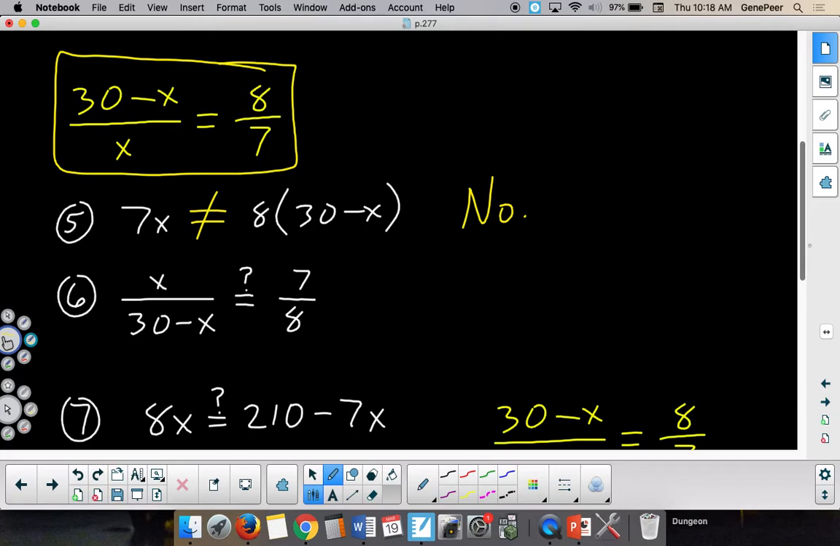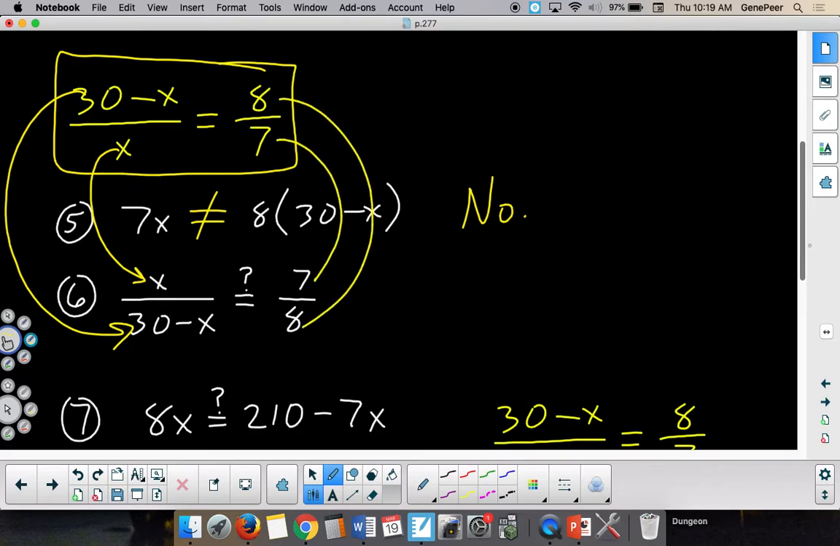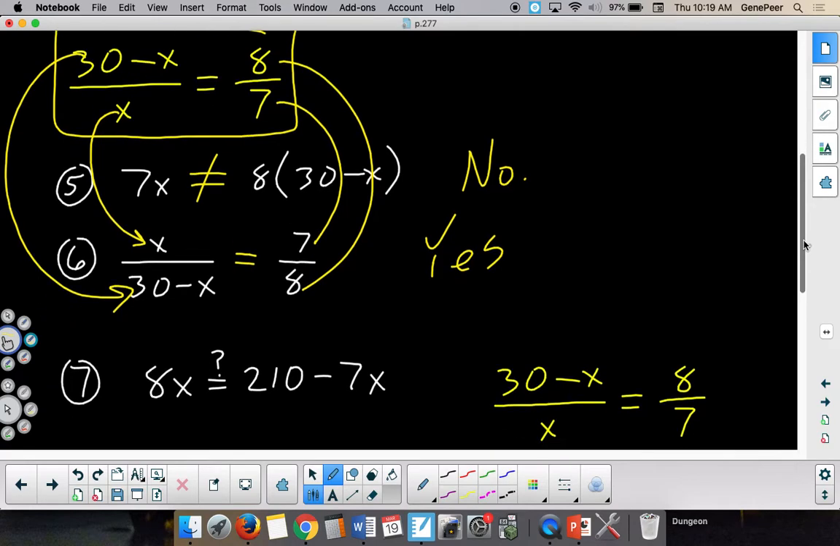Number 6. This time what did they do? Oh, look at this. It seems that they simply put the denominator into the numerator and put the numerator into the denominator. In other words, they did what I call reading it upside down. Well, if they read the left side upside down, they should read the right side upside down. Did they? Yes, they flipped both numerator and denominator, so that is done correctly. That is a most definite yes. They are indeed equal.